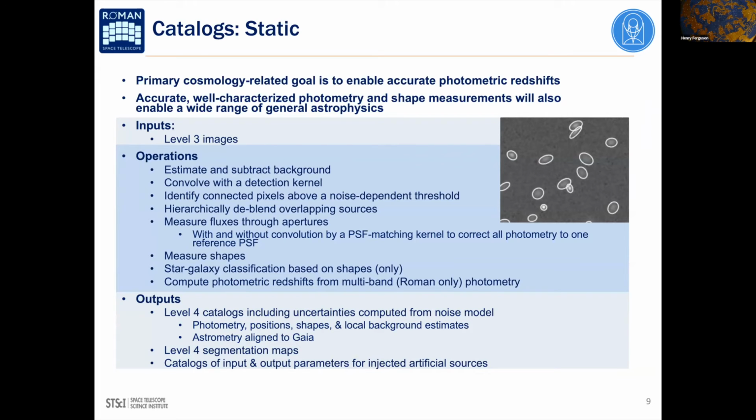So the current plans are to produce static source catalogs. These will be fairly standard: finding sources by convolving with a detection kernel that emphasizes small galaxies, doing some deblending of overlapping sources, measuring fluxes through apertures with and without convolution by a PSF matching kernel to allow you to get decent photometric redshifts, measuring shapes, doing some star-galaxy classification. Computing photometric redshifts, but this will only be done from the Roman data by the SOC.